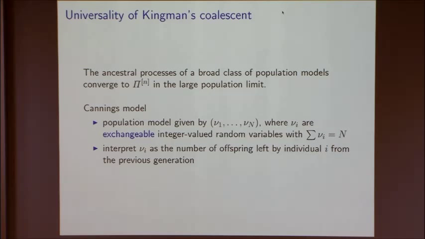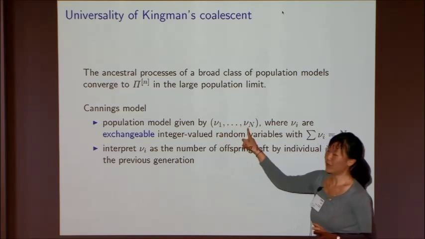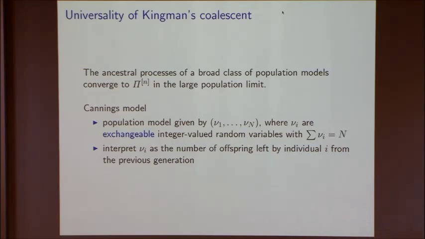And to characterize this large family, I need to define the Cannings model. So the Cannings model is defined by these vectors, nu sub 1 through nu sub n, where n is still our population size. And the mathematical characterization is just that these nu sub i are exchangeable integer valued random variables and they have to sum to n. Exchangeable in an intuitive sense just means you can relabel these nus and you still get the same probability distributions for all your calculations. So it doesn't matter how you label your individuals, your results are always going to be the same.